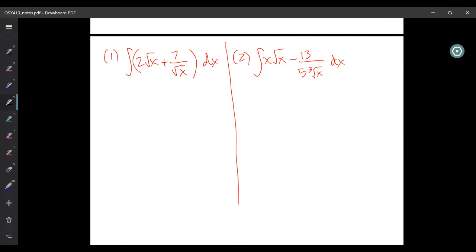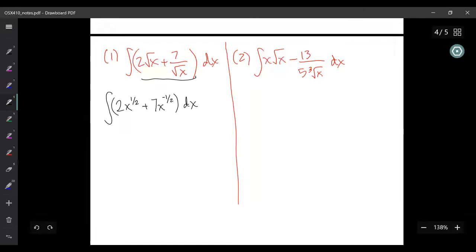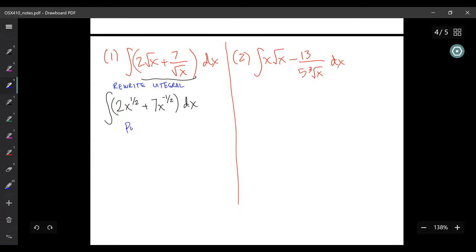Essentially what we're doing is taking the antiderivative of these two pieces. Notice the way I wrote that: you start with an x and curl the tail back. So this is 2x to the 1/2 power, and then 7x to the negative 1/2 power. I'm just changing it to a power so I can use the power rule.